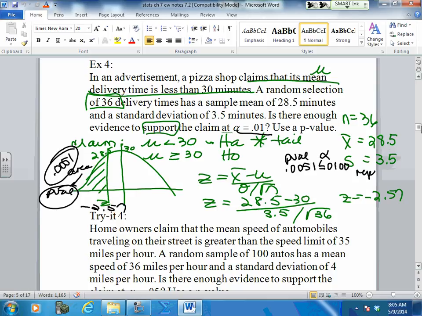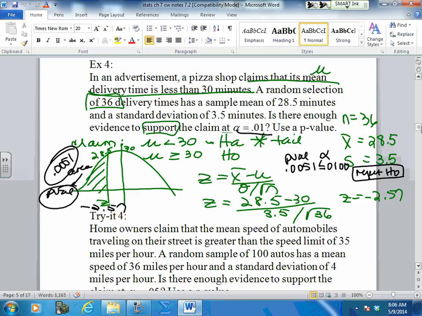Reject HO. Now, follow your chart. Get your chart out. Your claim is your HA. If you reject HO, walk through this with me one second. If you reject this, then you're going to take this one, right? So you're supporting. Now you can follow your chart. Your claim is your HA.